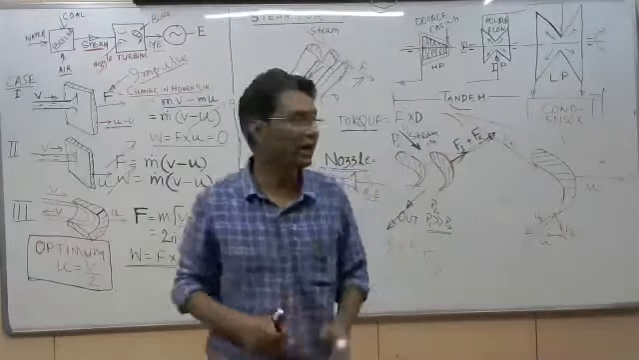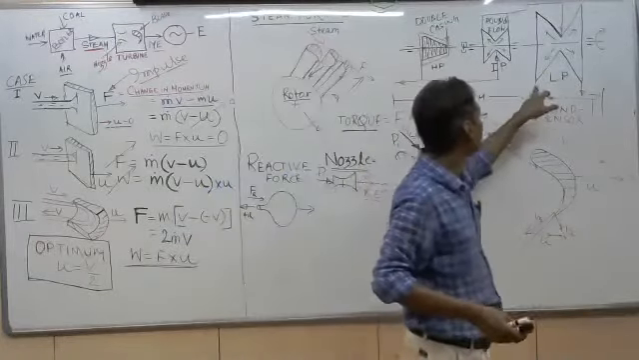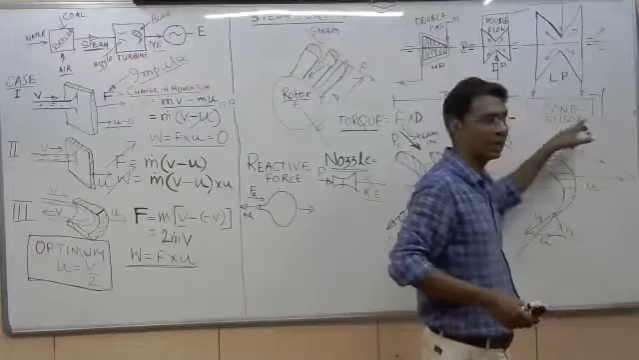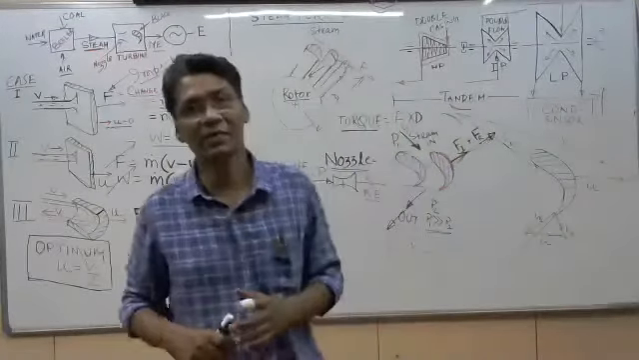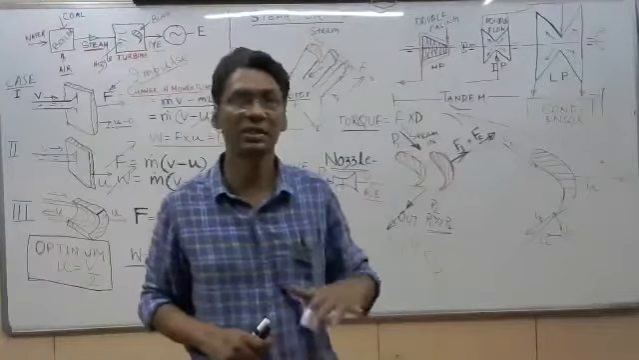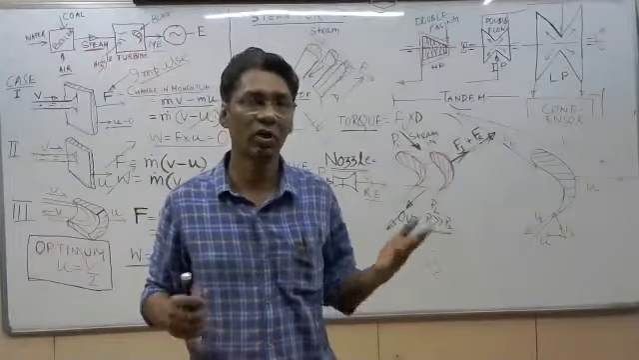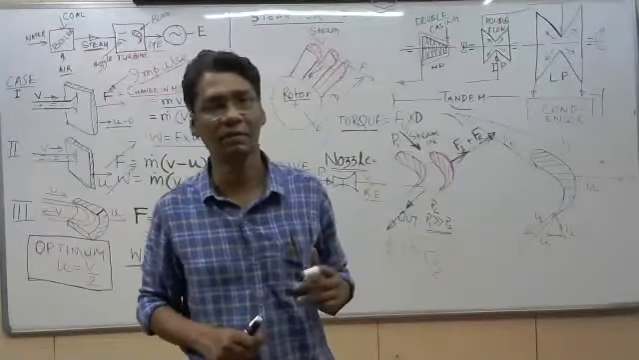This is a condensing type. Ultimately, steam comes out and goes to the condenser. That means this is a condensing type steam turbine. It is not a back pressure type. If the condenser pressure is below atmospheric pressure, we call it a condensing type steam turbine.